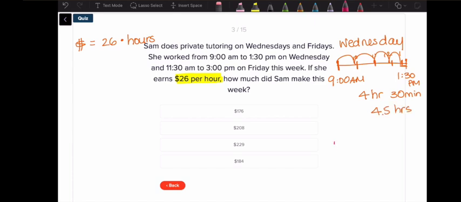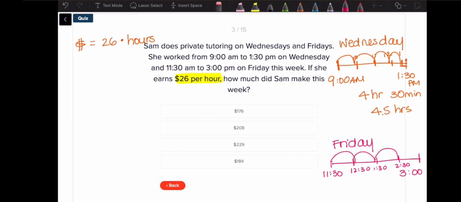Now this is on Wednesday. Let's take a look at Friday. On Friday, she worked from 11:30 all the way until 3 p.m. So from 11:30, we have 12:30, 1:30, 2:30, and then we have the extra half hour until 3. So we have 1, 2, 3 hours, and then the 30 minutes. So we have 3 hours and 30 minutes, which is the same as 3.5 hours.